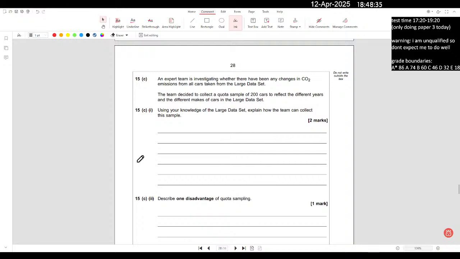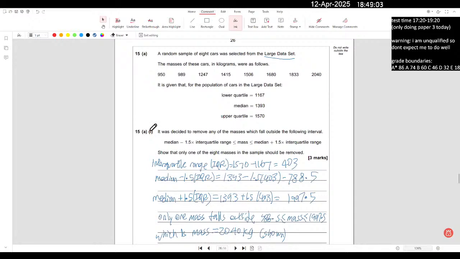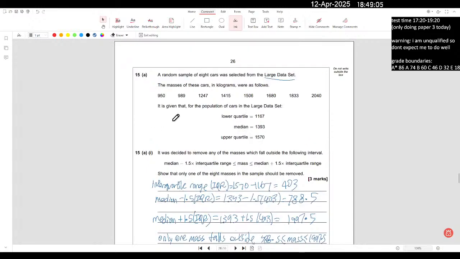An expert team is investigating whether there have been any changes in CO2 emissions from all cars taken from the large data set. The team decided to collect a quota sample of 200 cars to reflect the different years and the different makes of cars in the large data set. Using your knowledge of the large data set, explain how the team can collect this sample. My knowledge of the large data set? Well, what's in the large data set? Like the mass of the cars?